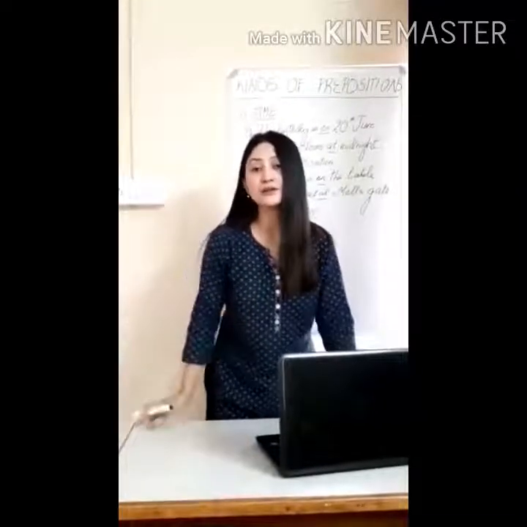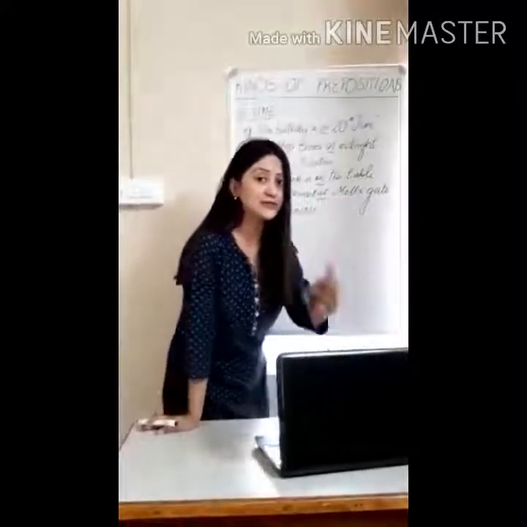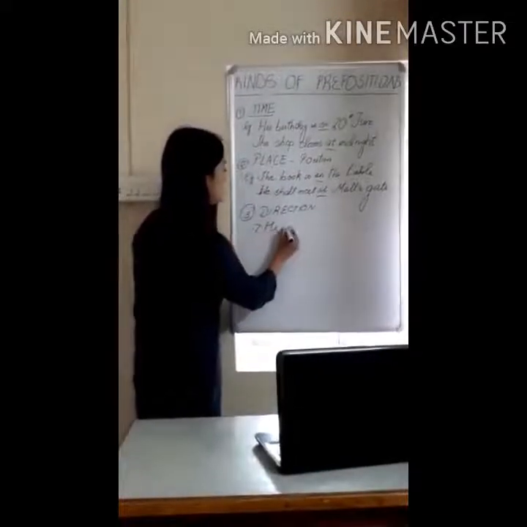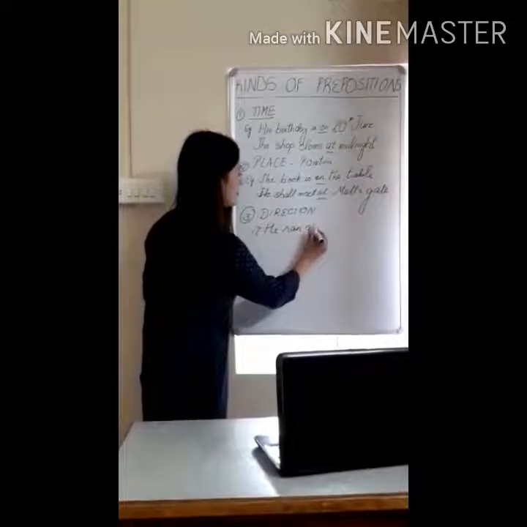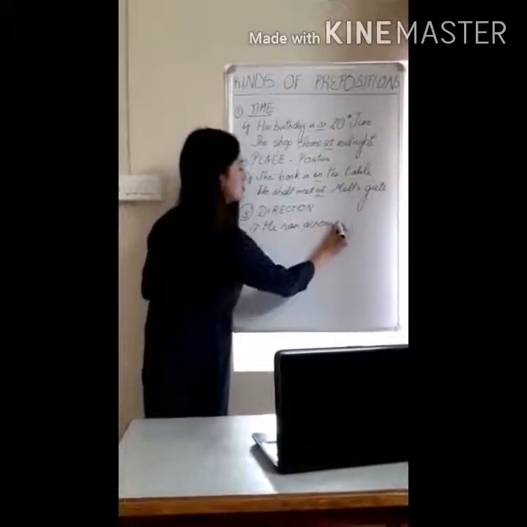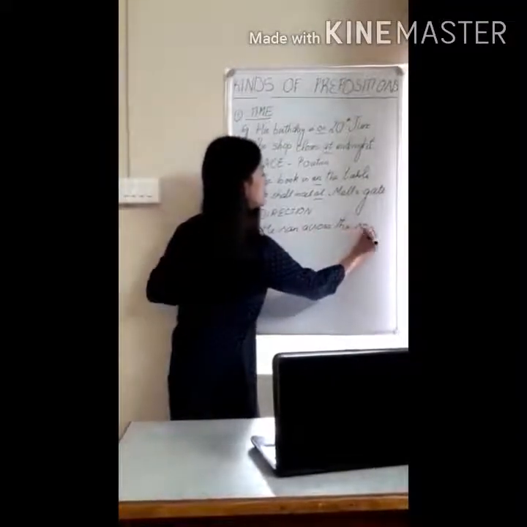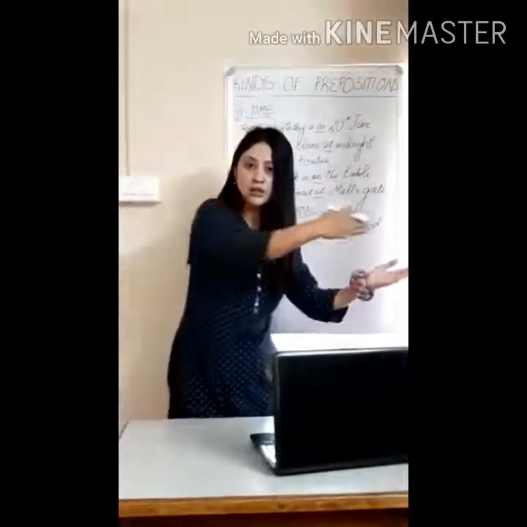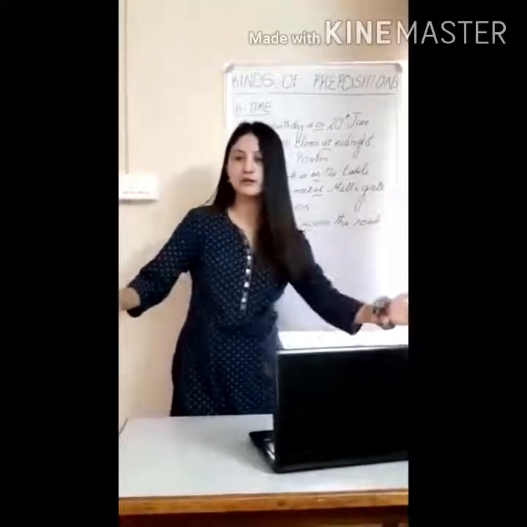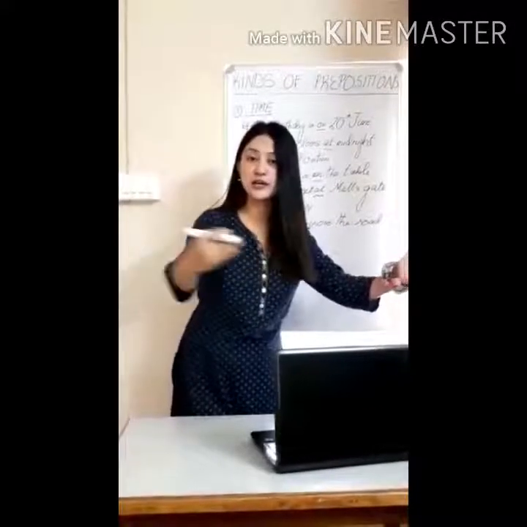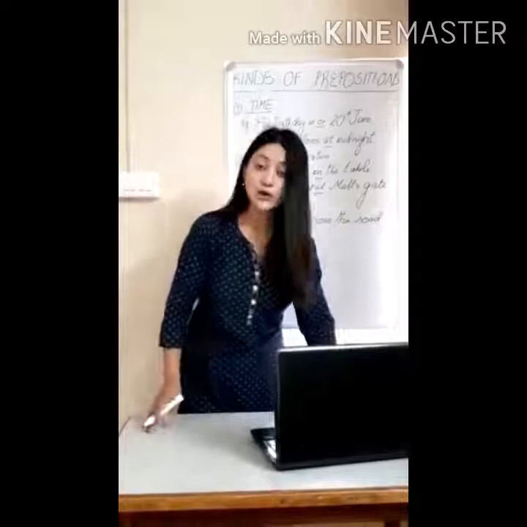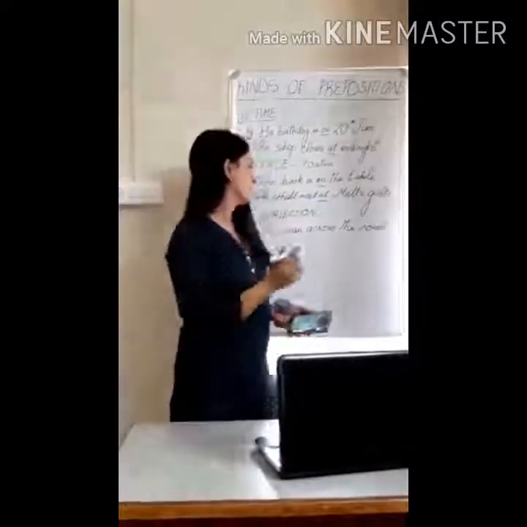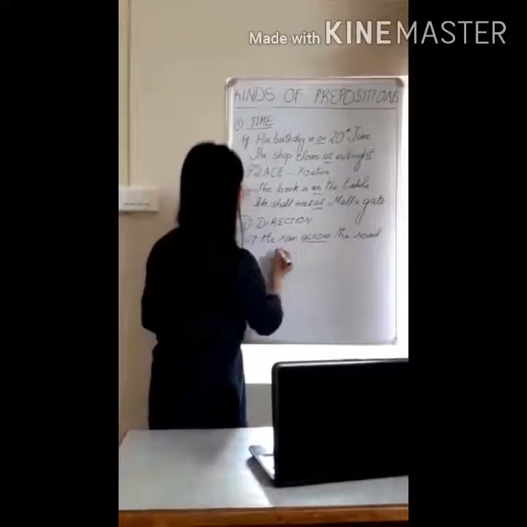To be more clarified, I will give you one example. He ran across the road. So where is he running to and from? Across the road, from one end to another. What is the movement? He is running across the road. So across here becomes the preposition of direction.